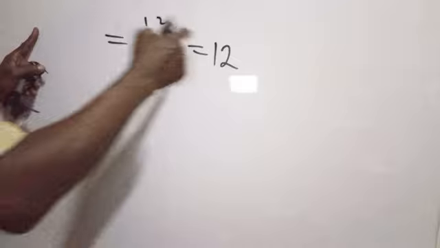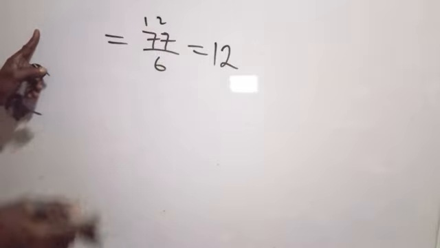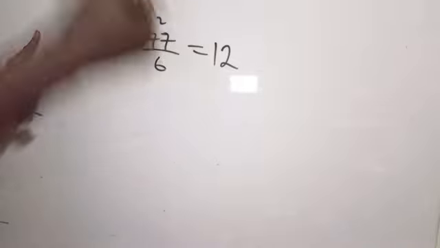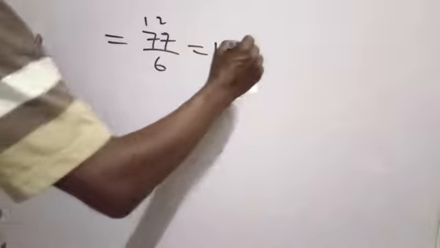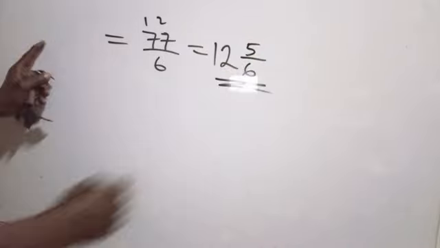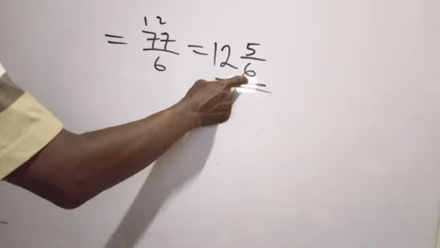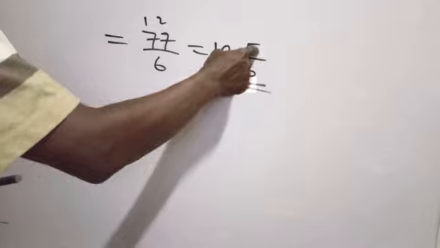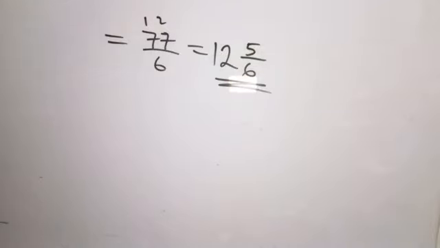Okay, 6 in 17, you can have 2. Now, 6 times 12, that is 72. I hope you understand. Now, subtract that 72 from 77. What do you have left? 5, all over the denominator. So, if you multiply back 12 times 6, that is 72. 72 plus 5, 77 over 6. So, the answer to the question given is 12 whole number 5 over 6.